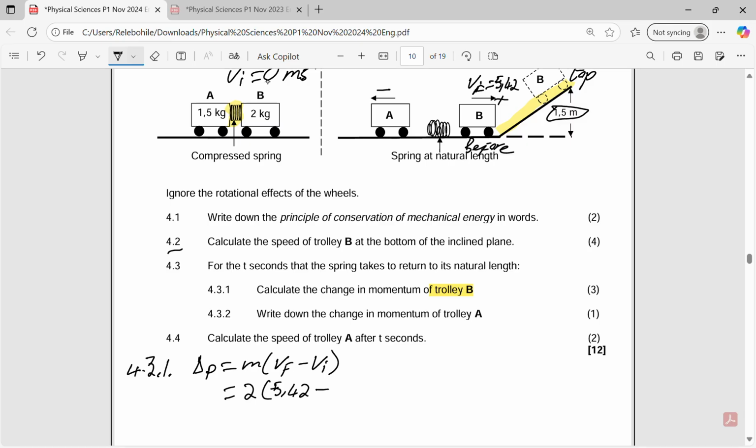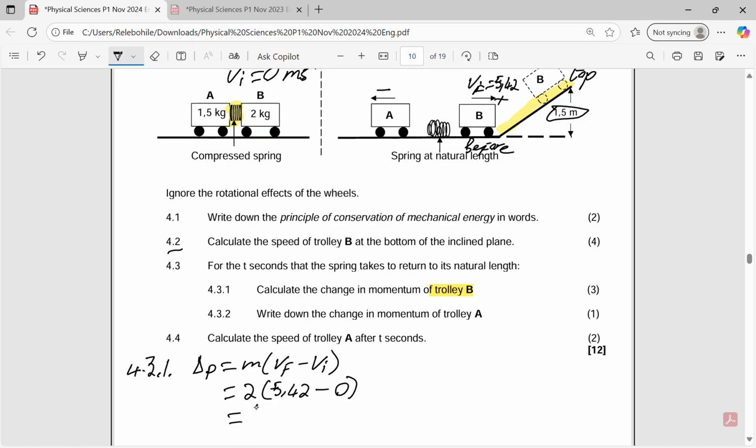It was 0, because remember, the trolley started from a position of rest. So here we'll have 0. Then we just put all of this on the calculator, and the answer we should get is what? Well, we'll say 2 multiplied by 5,42, and the value we get is 10,84.